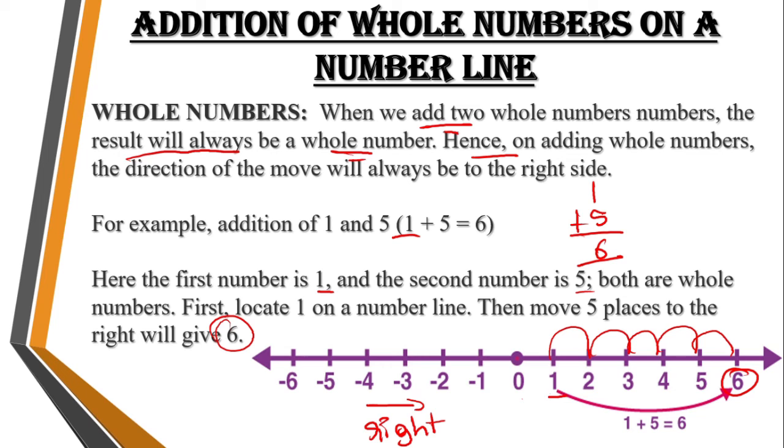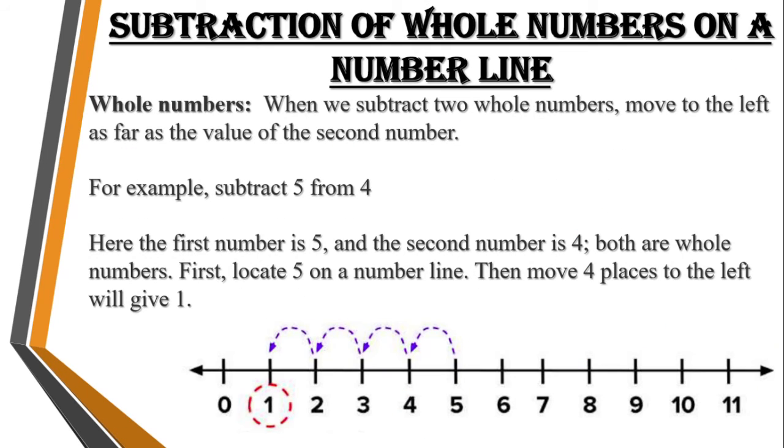So this was addition of whole numbers on a number line. Now let's learn subtraction of whole numbers on a number line. When we subtract, we should move to the left. In addition, we move to the right, and in subtraction, we should move towards the left. It's just the opposite. In subtraction also, the same method is applied, but the only difference is we should move towards the left and not towards the right.